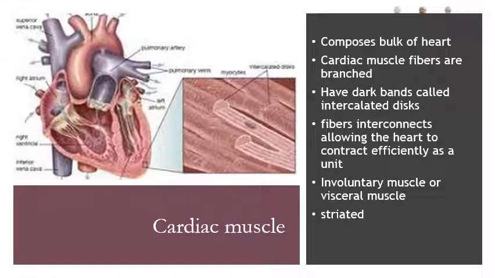Cardiac muscle. Cardiac muscle composes the bulk of the muscle in the heart. It has fibers that are bunched together. They have a dark band called an intercalated disc. The fibers interconnect, allowing the heart to contract efficiently as one unit. It's an involuntary muscle or visceral muscle, and the cardiac muscle is striated. So when we look at how the different muscles are laid out, you would know that cardiac muscle is striated and involuntary.